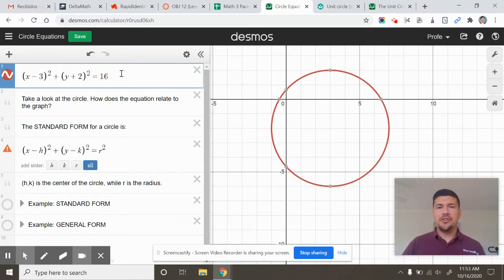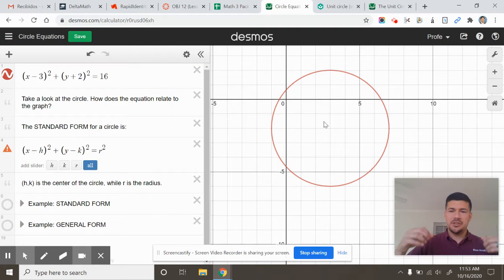So here's your first example. If I enter the equation (x - 3)² + (y + 2)² = 16, it graphs this beautiful circle right here. Let's observe a couple of things about it. There are two important features for a circle. If you get two features correct for a circle, you will know its exact location. Those two features are the center of the circle and the radius of the circle. If you know the center and the radius of a circle, then you have basically determined all of its features.